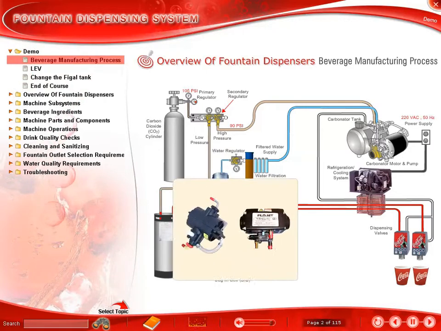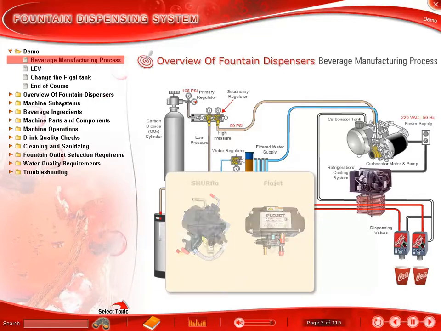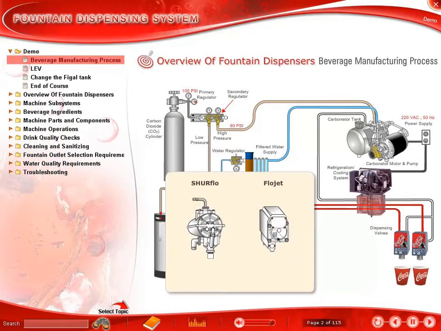The Coca-Cola Company uses pumps from 2 suppliers, SureFlow and FlowJet. Both the SureFlow and the FlowJet pumps have 3 connection ports. They are as follows: CO2 in to operate the pump, syrup in pulled in from the bag-in-box, syrup out pumped out to the dispenser.